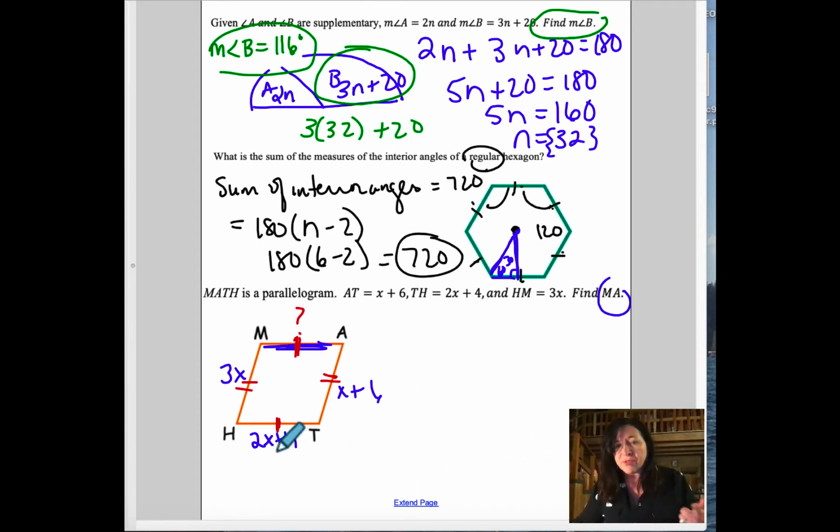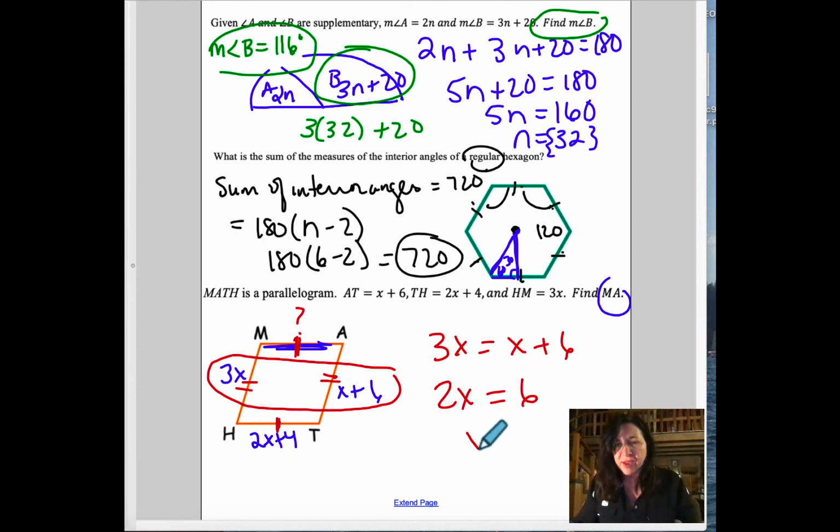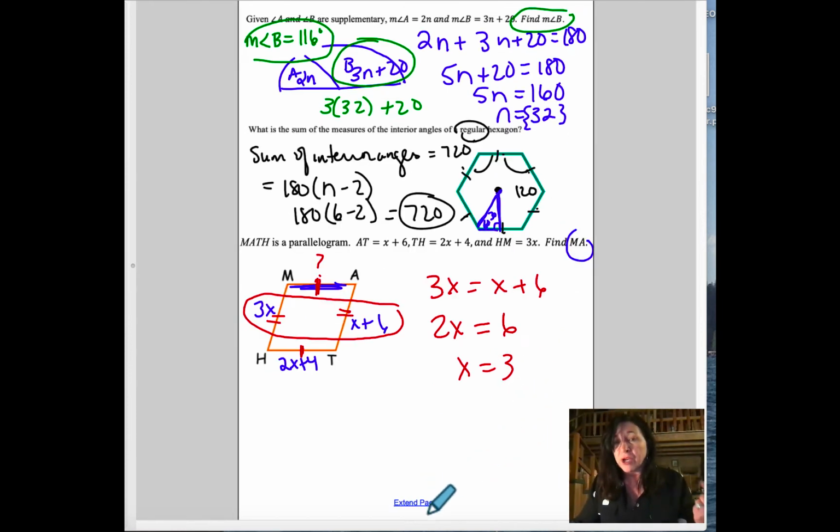So what you know is whatever this is, that is. But I don't have that value, right? So what I need to do is use what I know. I know these two values here. I know that because it is a parallelogram, opposite sides are congruent. So I can go 3x is equal to x plus 6. Subtract x, I get 2x equals 6. I get x equals 3. So I know x is 3.